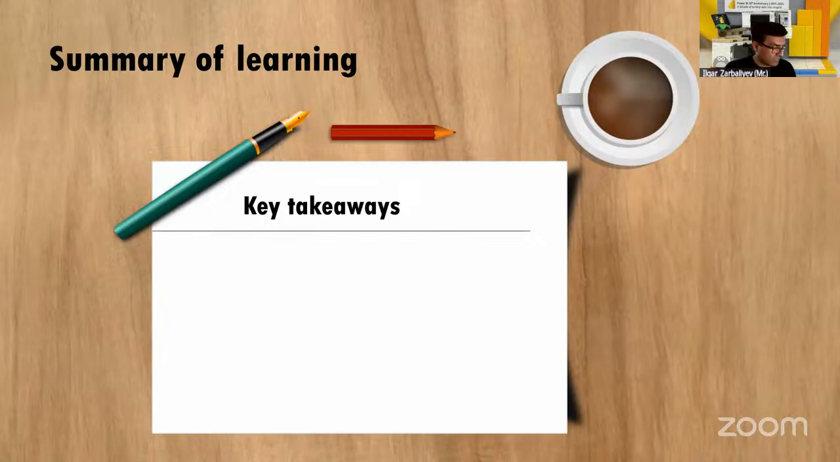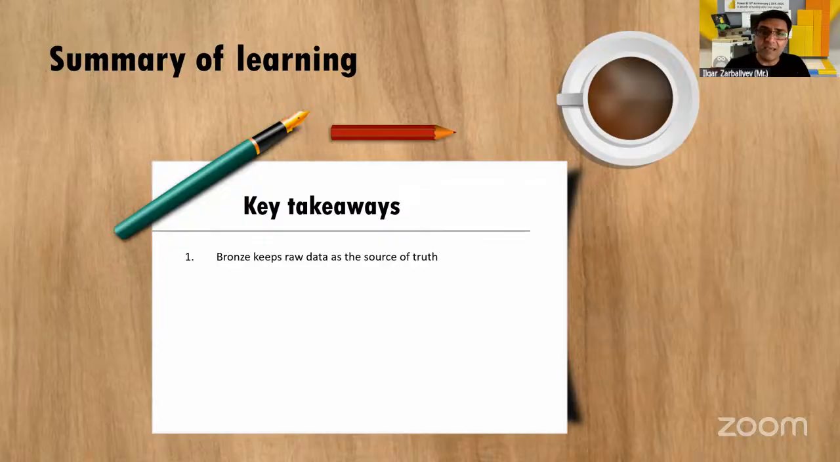Let's bring it together. Bronze keeps raw data as your source of truth, so you can always reprocess without going back to the source system. Silver validates, cleans, and integrates, producing a consistent dataset that analysts can use directly. Gold models data for business consumption, usually as a star schema, and you can have more than one gold layer for different audiences.